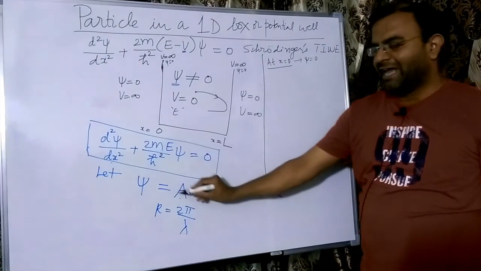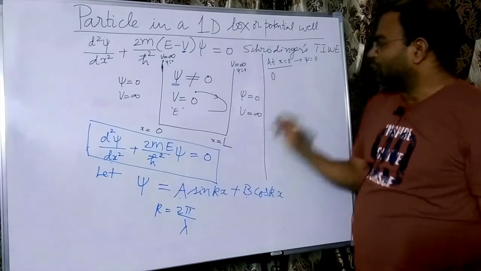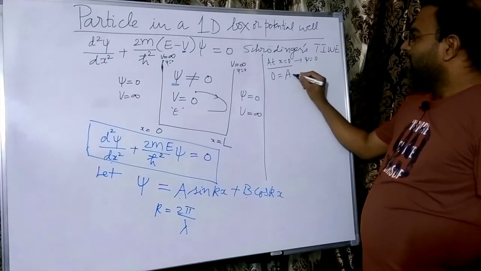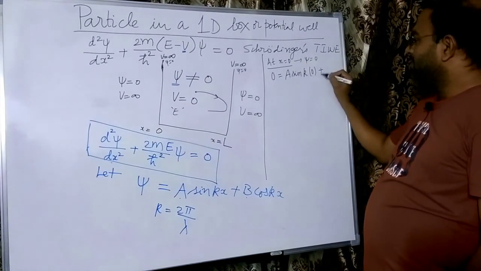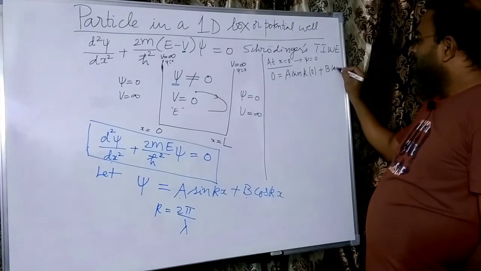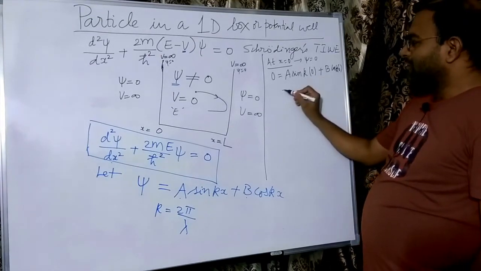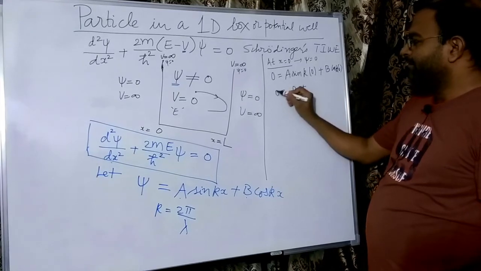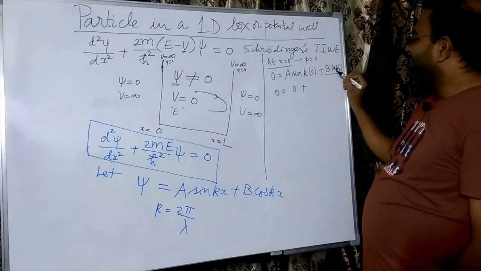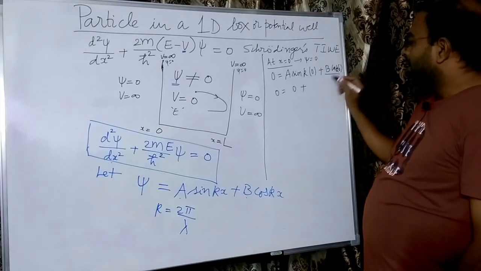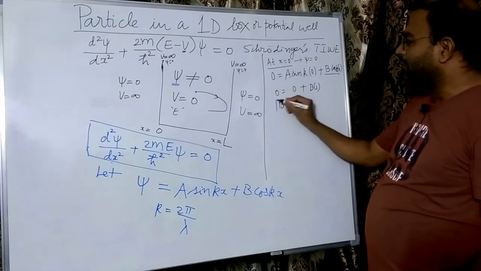So, our trial wave function psi is equal to A sine kx plus B cos kx becomes 0 on the left side because psi is equal to 0. A sine k of 0 plus B cos k of 0, because x is equal to 0. Now sine 0 is 0, so the first term is 0, plus the second term has B, an unknown constant, multiplied by cos of k times 0, which is cos 0, so this is 1, so B into 1. So, effectively, the constant B is nothing but 0.